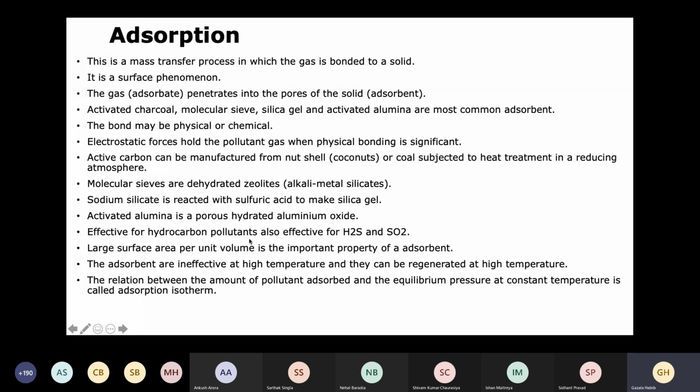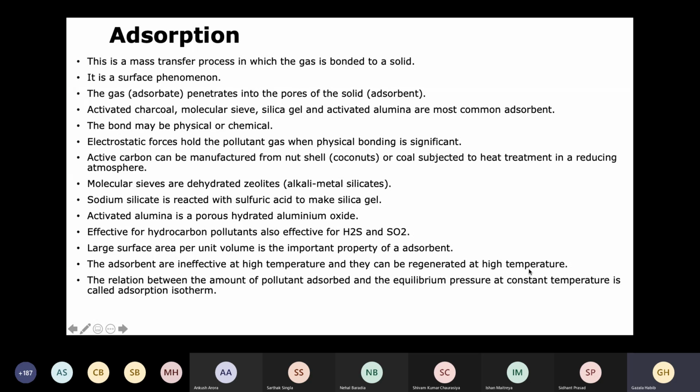Activated alumina is porous hydrated aluminum oxide, effective for hydrocarbon pollutants, also effective for H2S and SO2 removal. Large surface area per unit volume is an important property of an adsorbent. The adsorbents are ineffective at high temperature and they can be regenerated.